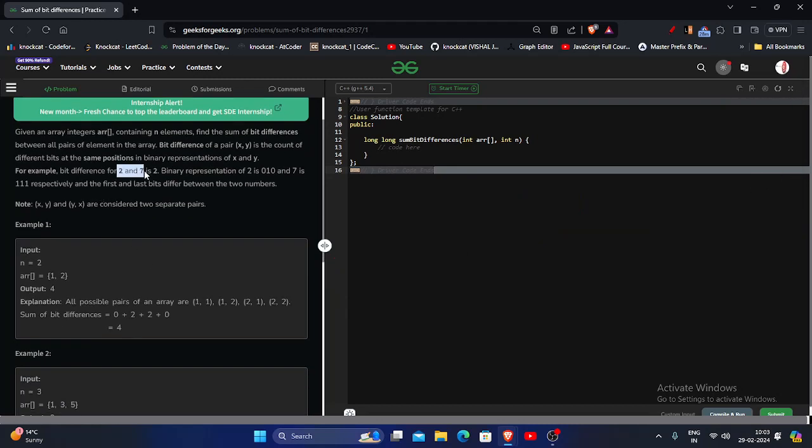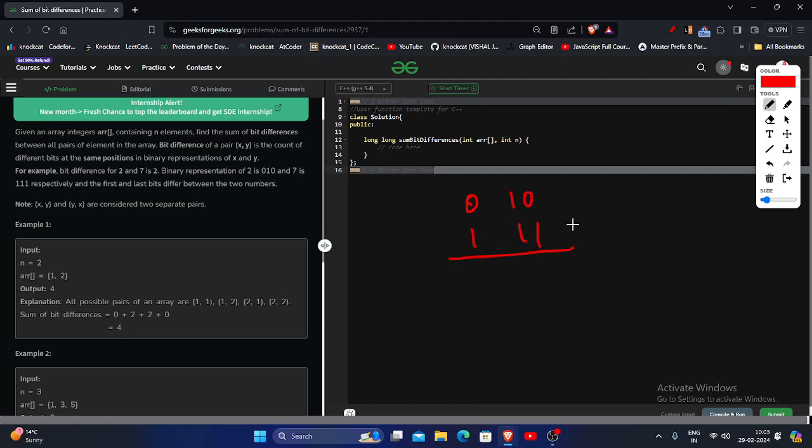Let me explain the example given in the problem, 2 and 7. For 2, the binary configuration would be 0, 1, 0, and for 7 it would be 1, 1, 1. You can clearly see the bits at this position are different, and at this position are different, and this one is the same. So here also we got 2 as the bit difference. Since 2, 7 is considered one pair and 7, 2 a different pair, the answer for the xy pair is the same for yx, so we multiply by 2, giving 4.